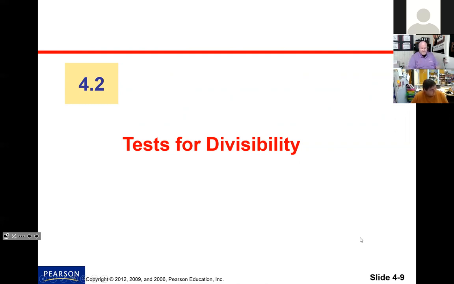So these tests for divisibility, and there is, hang on, let me count here. One, two, three, four, five, six, seven, eight. Okay, there's like 8 different tests for divisibility. I don't expect you to memorize them. I guarantee you know half of these already. So let's take a look at these.